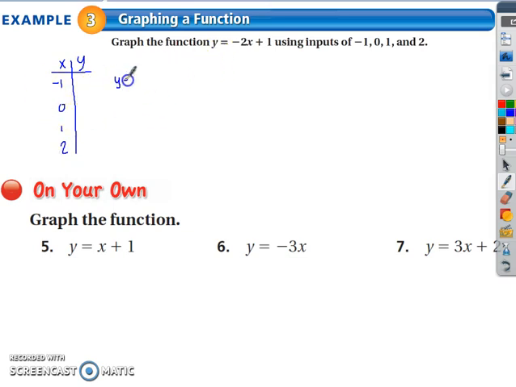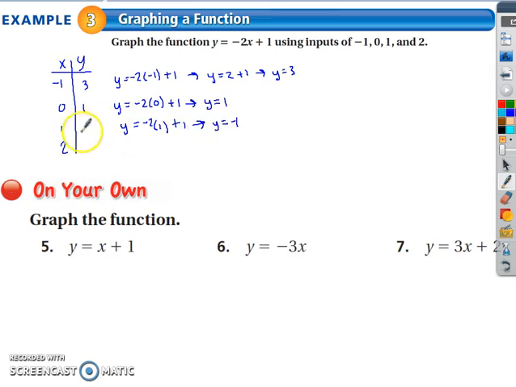So when x is negative 1, y is negative 2 times negative 1 plus 1. We get y is equal to 2 plus 1, or y is equal to 3. When x is 0, y is equal to negative 2 times 0 plus 1, which gives us just y is equal to 1. When x is 1, we've got negative 2 times 1 plus 1, so y is going to be negative 1. And lastly, y is equal to negative 2 times 2 plus 1 when x is 2, giving us y is equal to negative 3. And from here, we're just going to sketch a quick graph.